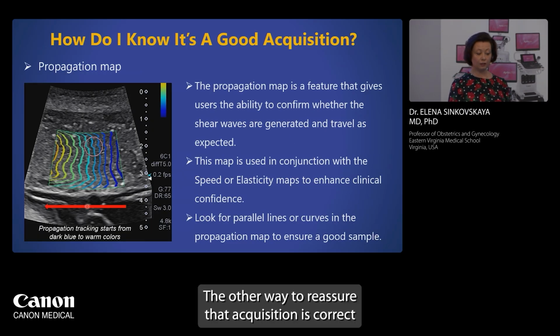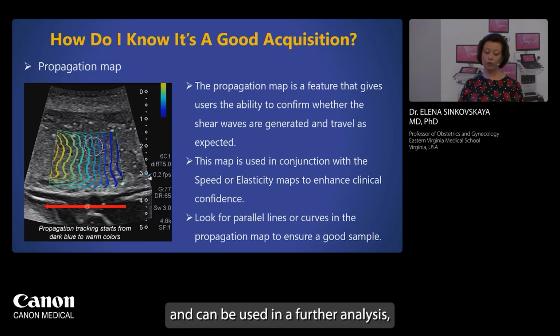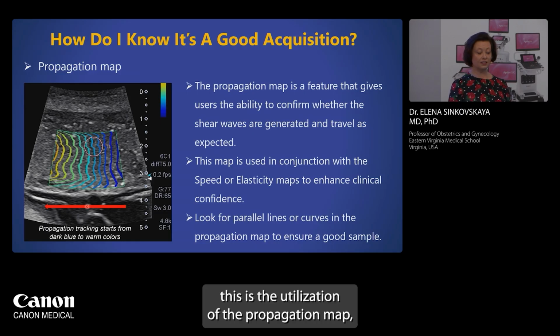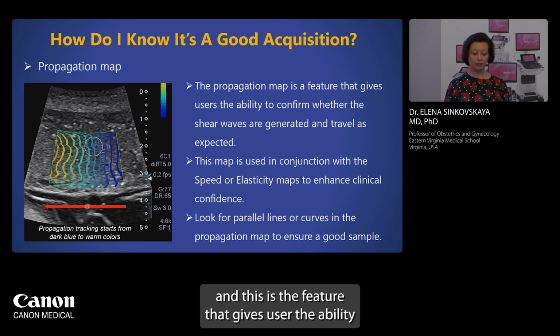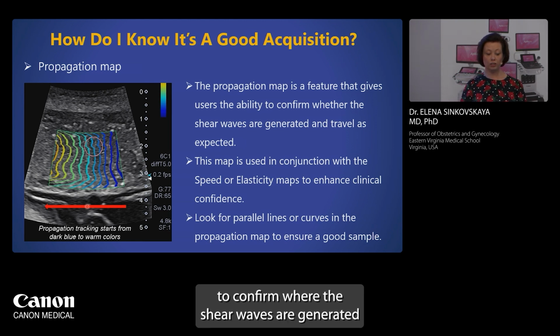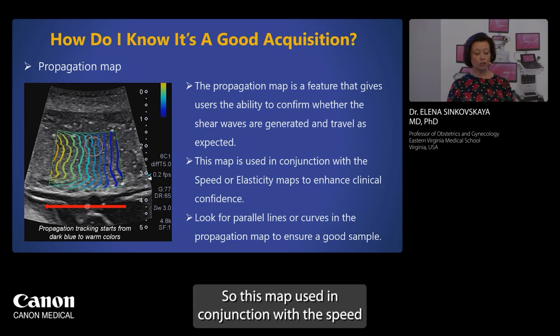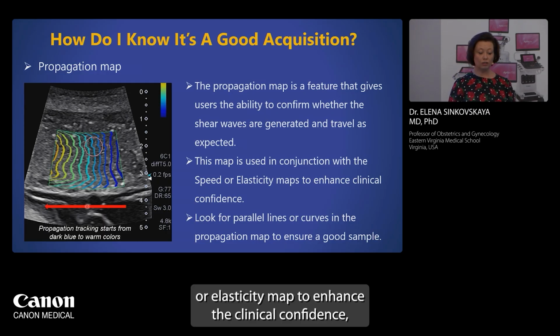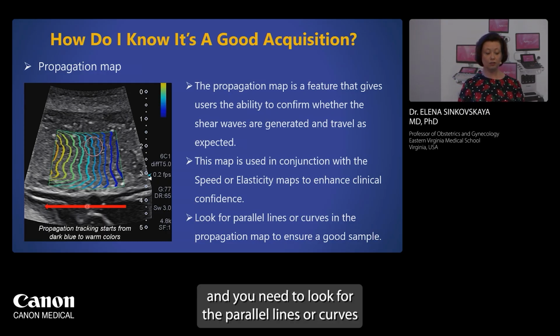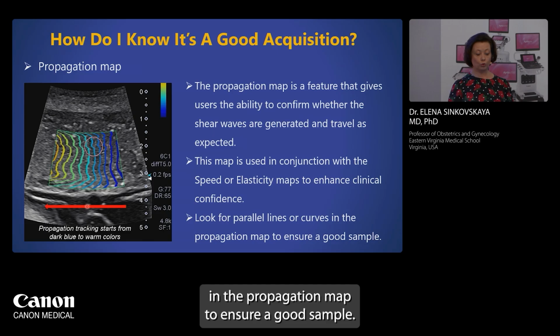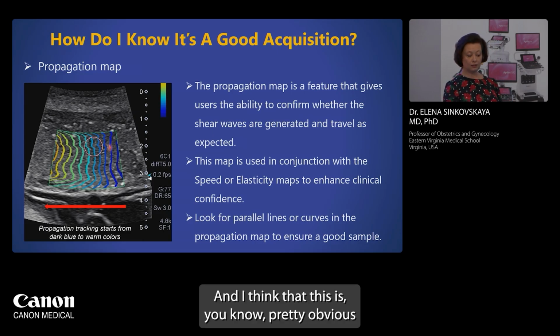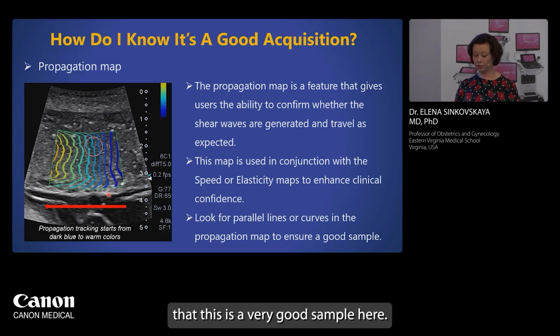The other way to reassure that the acquisition is correct and the image is good and can be used for further analysis is the utilization of the propagation map. This feature gives the user the ability to confirm where the shear waves are generated and that they travel as expected. This map is used in conjunction with the speed or elasticity map to enhance the clinical confidence, and you need to look for the parallel lines or curves in the propagation map to ensure a good sample. I think it is pretty obvious that this is a very good sample here.